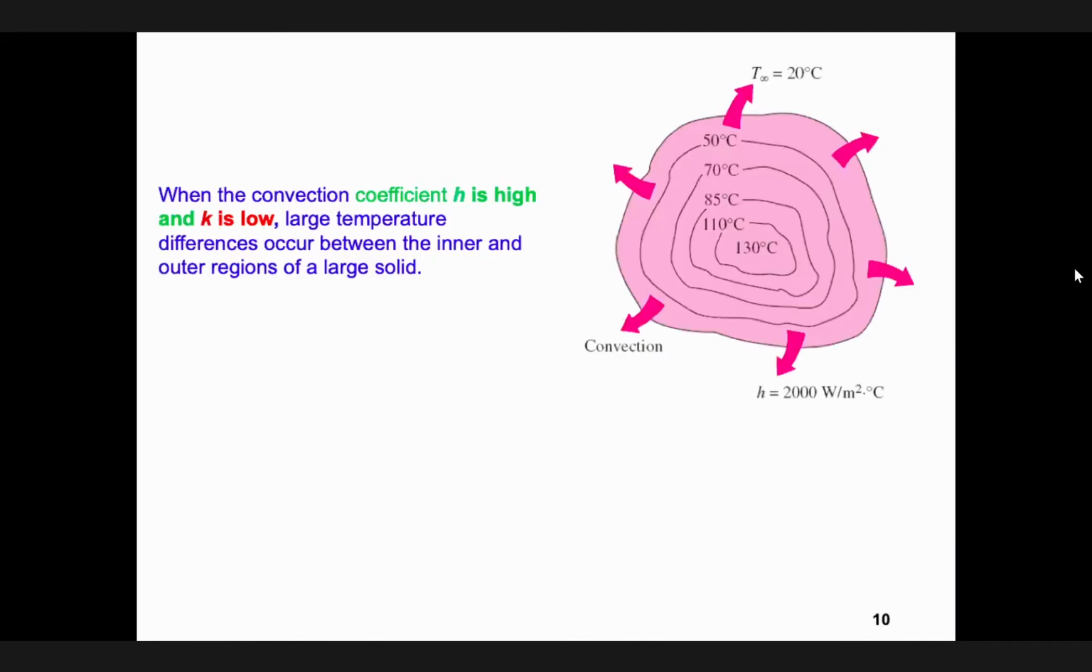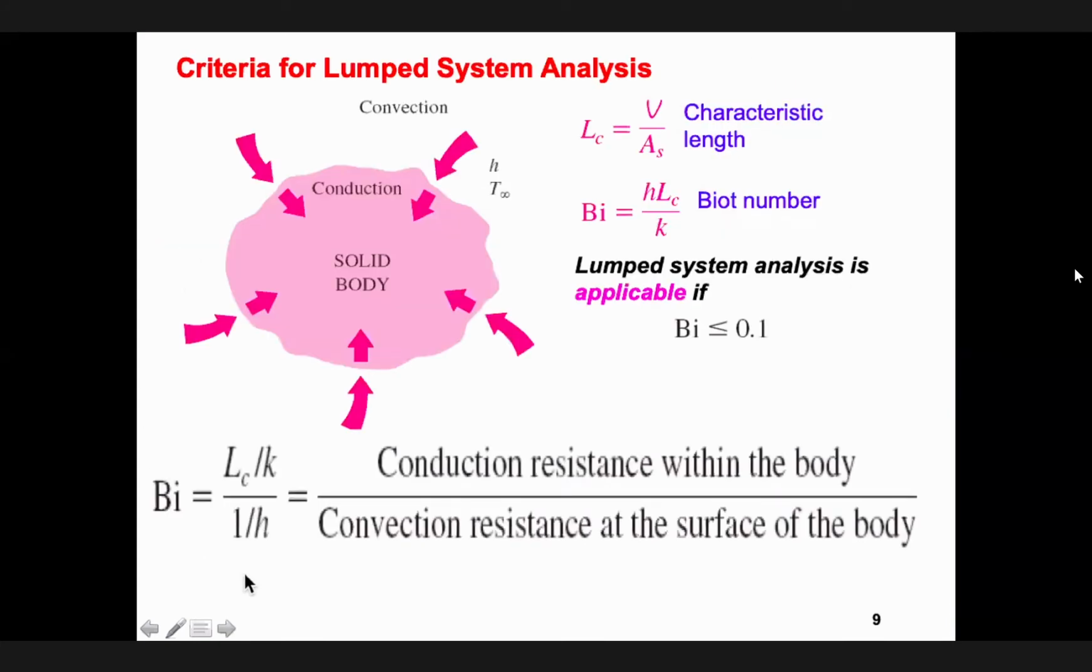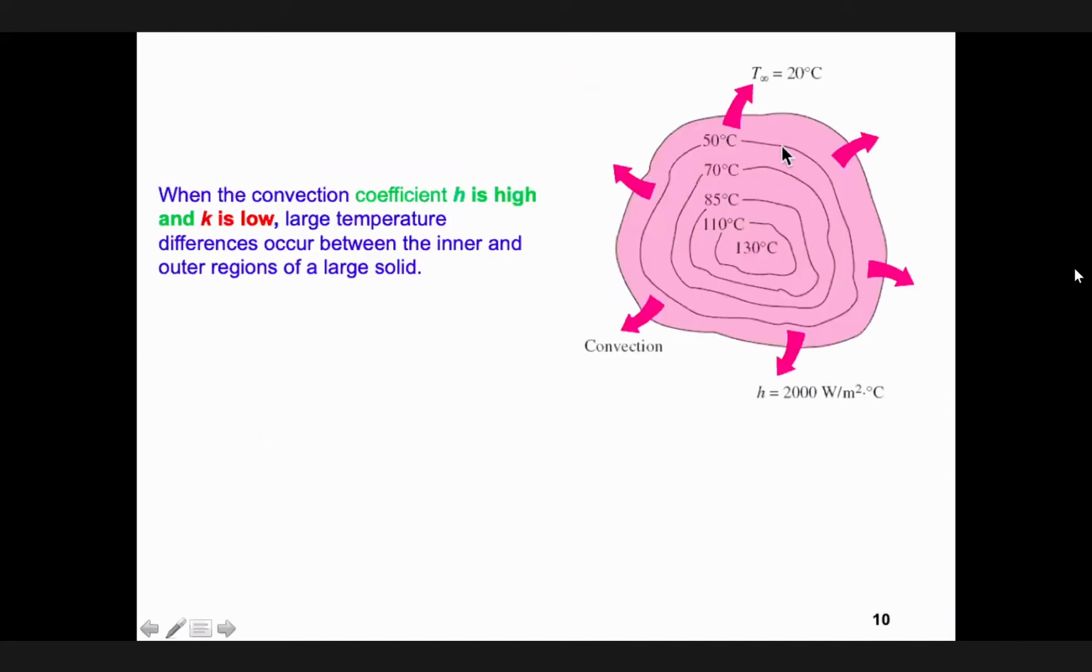Now let's look at here. When the convection coefficient is high and K is low, large temperature differences occur. If I assume a high heat transfer coefficient, it means the resistance is what? Very small. But if I assume a low conductivity, it means this resistance is high. Therefore, in this case, I have a resistance here, and I have a temperature variation in the system.